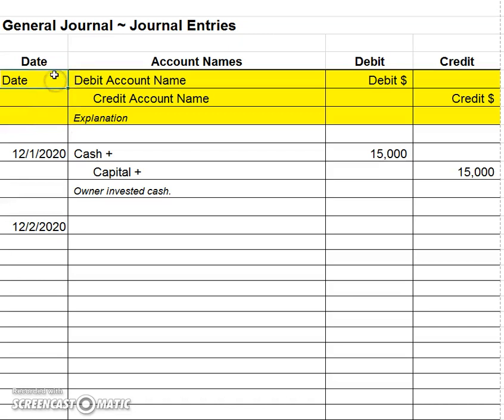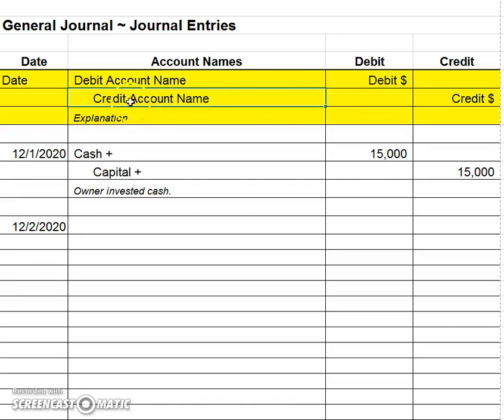We write the date in the date column, and then we have to analyze the transactions using the debit-credit rules, and find out which account name we are going to debit, and we record that on the first line. The first line is always for the debit. And then obviously the debit amount goes in the debit dollar amount column. So here's the debit account name, determined through the debit credit rules, and here's where we record the amount that we're going to debit that account by.